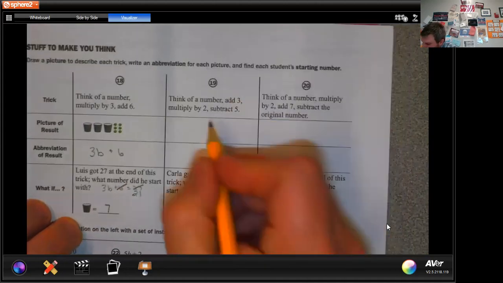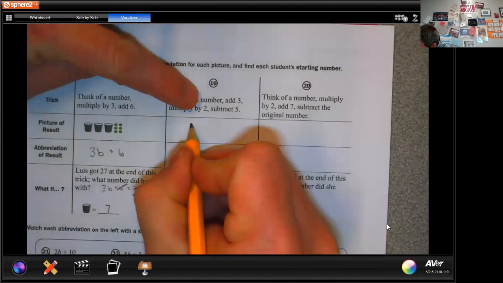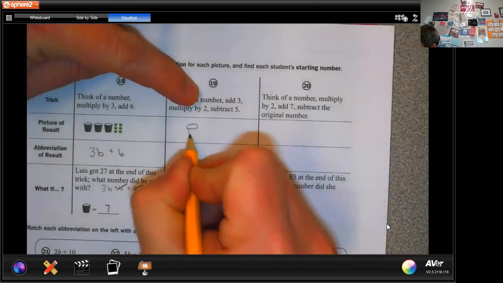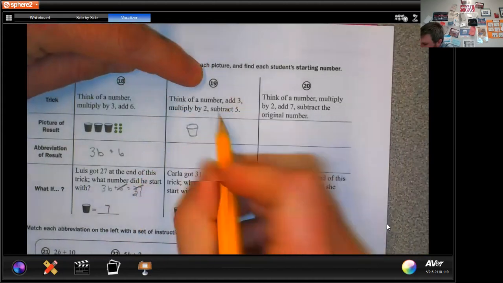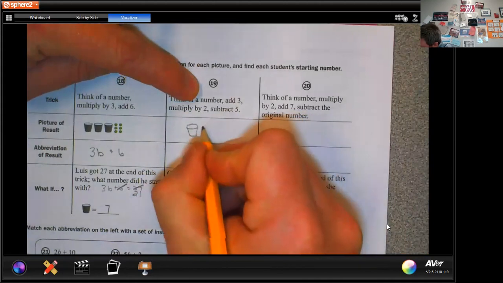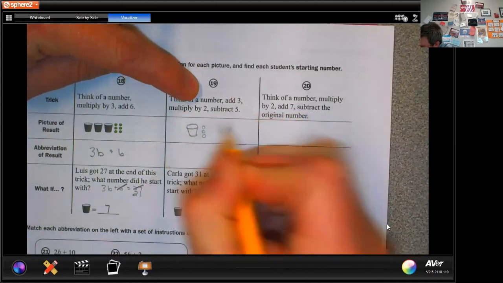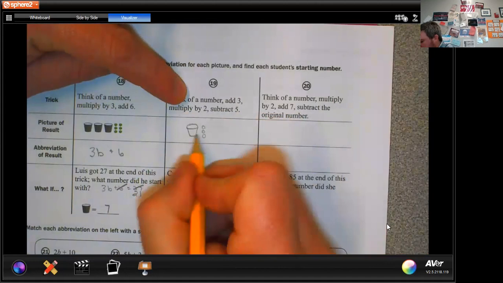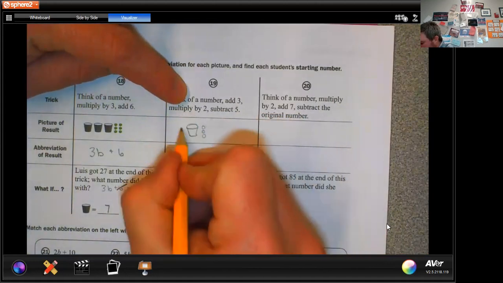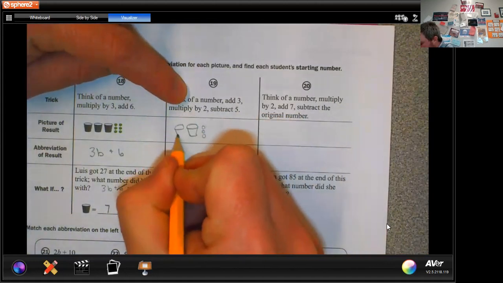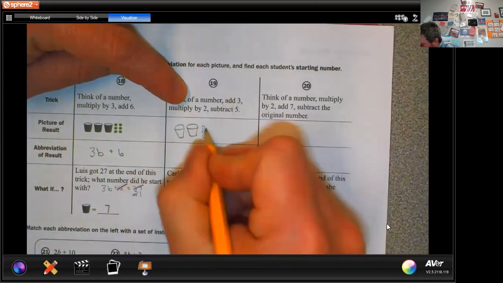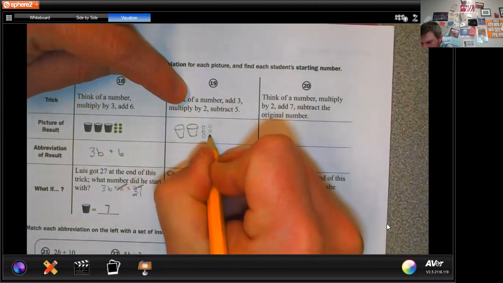All right, here we're going to think of a number. So that's a bucket. Think of a number, add 3. So we're going to add 3 marbles. Then multiply it by 2. So I got to take both of these and multiply it by 2. So I'm going to have 2 buckets now. And 3 marbles times 2 will make 6 marbles.